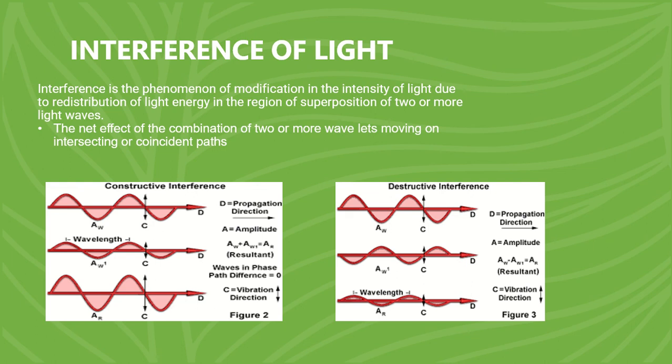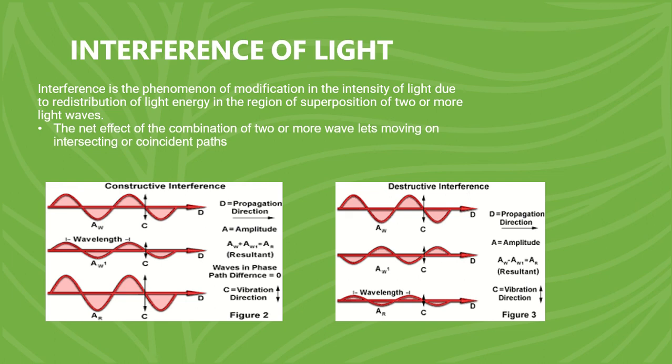In the second image, you can observe the destructive interference. Here, the two waves subtract from each other. Hence, there is a decrease in the amplitude and intensity, and hence the light energy also decreases. This is known as destructive interference.